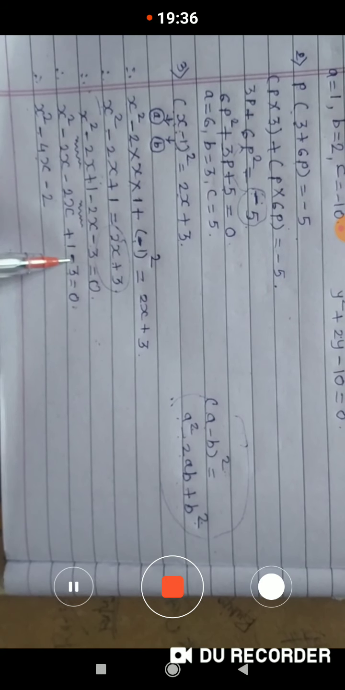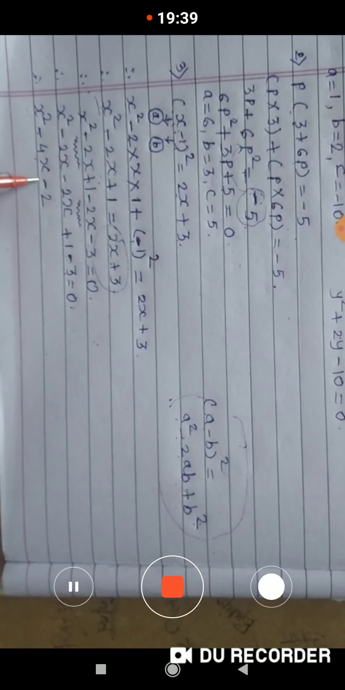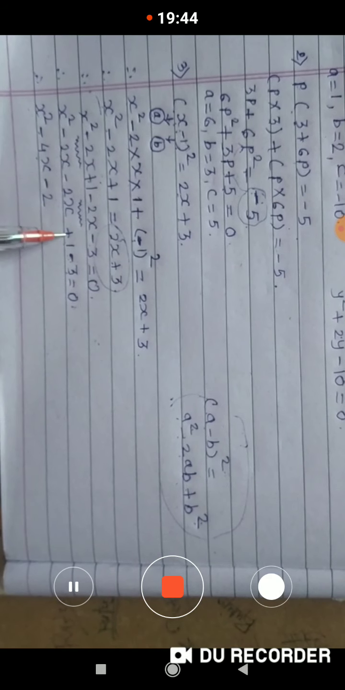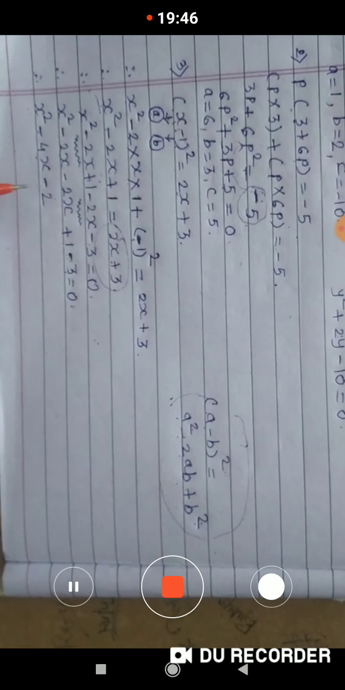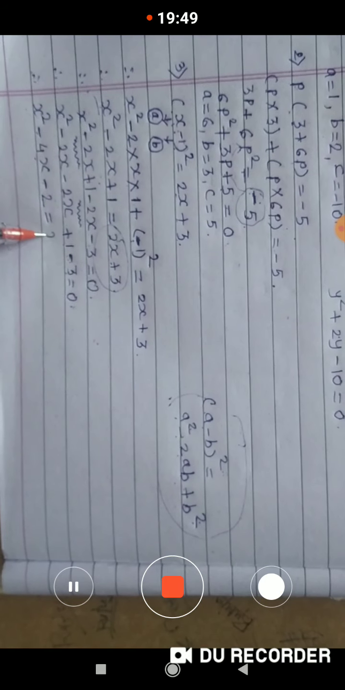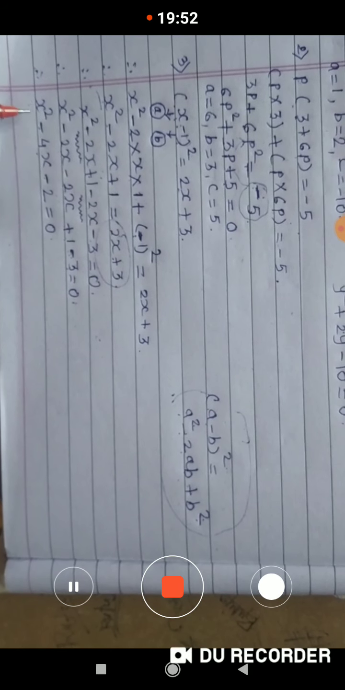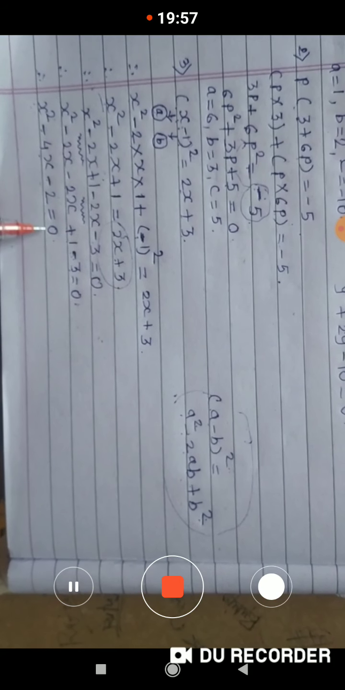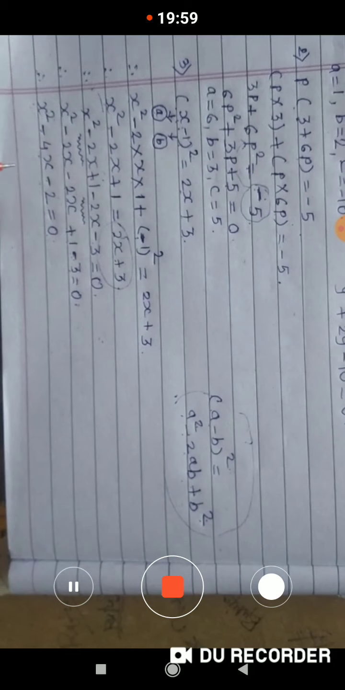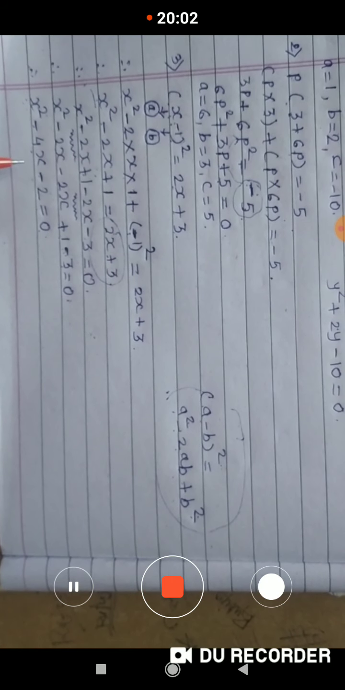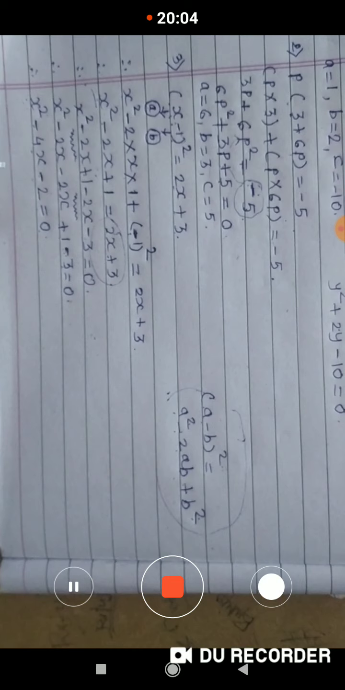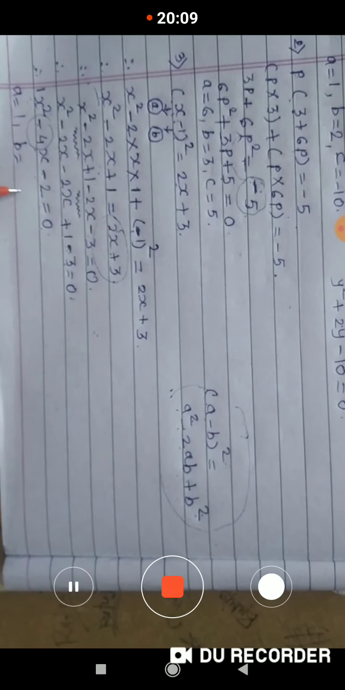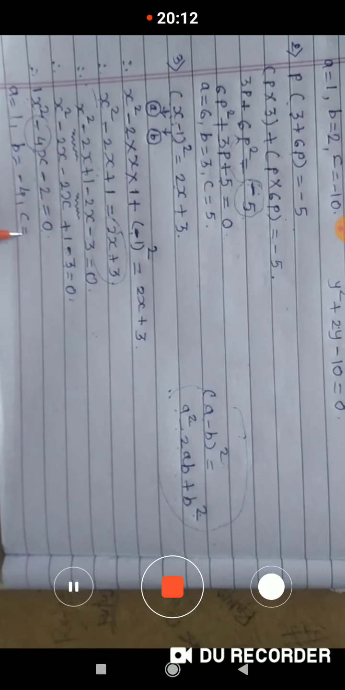Plus minus, that means which process do we do here? Subtraction. Okay. 3 minus 1 is equal to 2. And plus minus, therefore the sign is minus. Here we can write 0. We get the quadratic equation x square minus 4x minus 2 is equal to 0. Okay. Now we have to write the values of a, b and c. a is equal to what? 1. b is equal to minus 4 and c is equal to what? Minus 2.